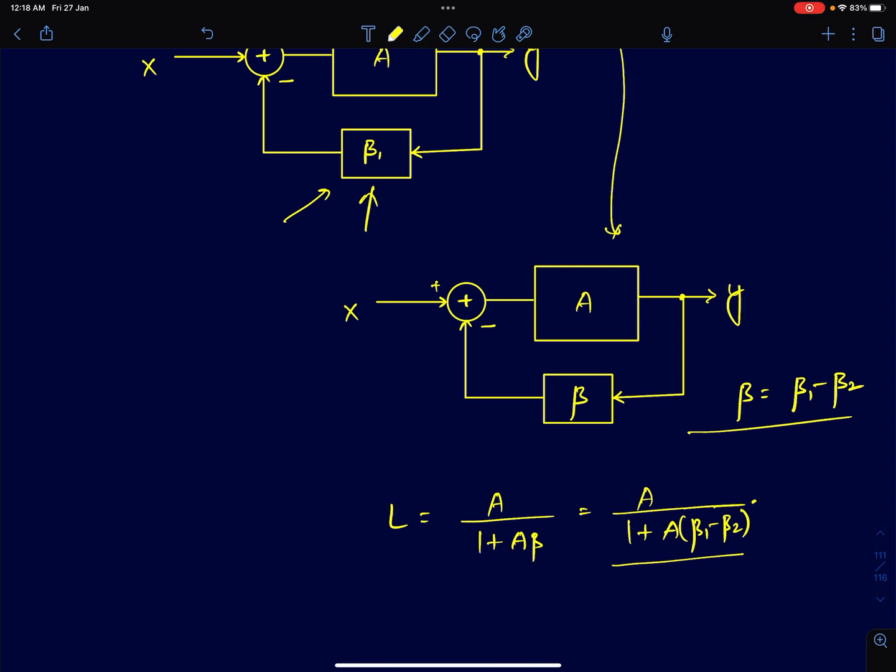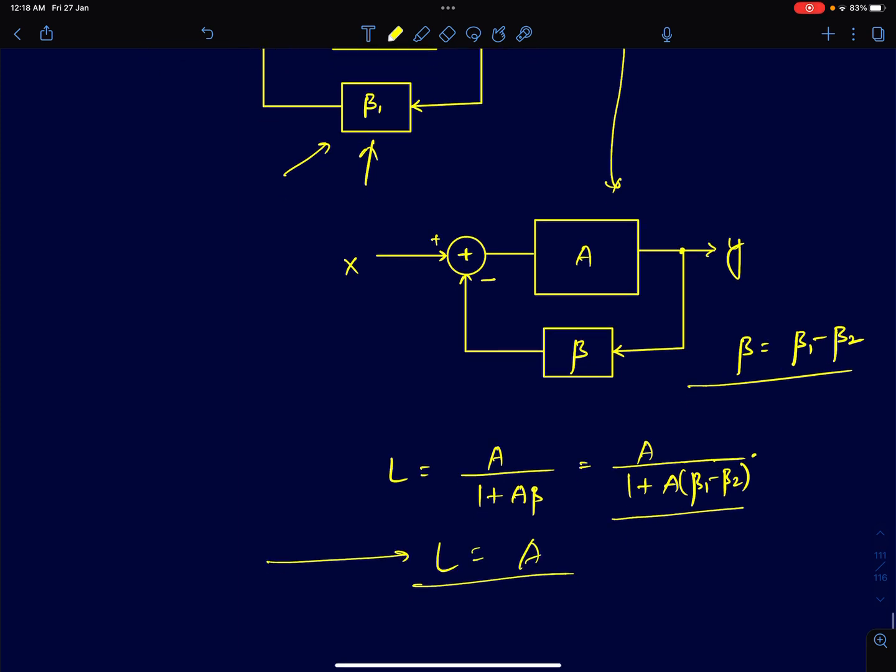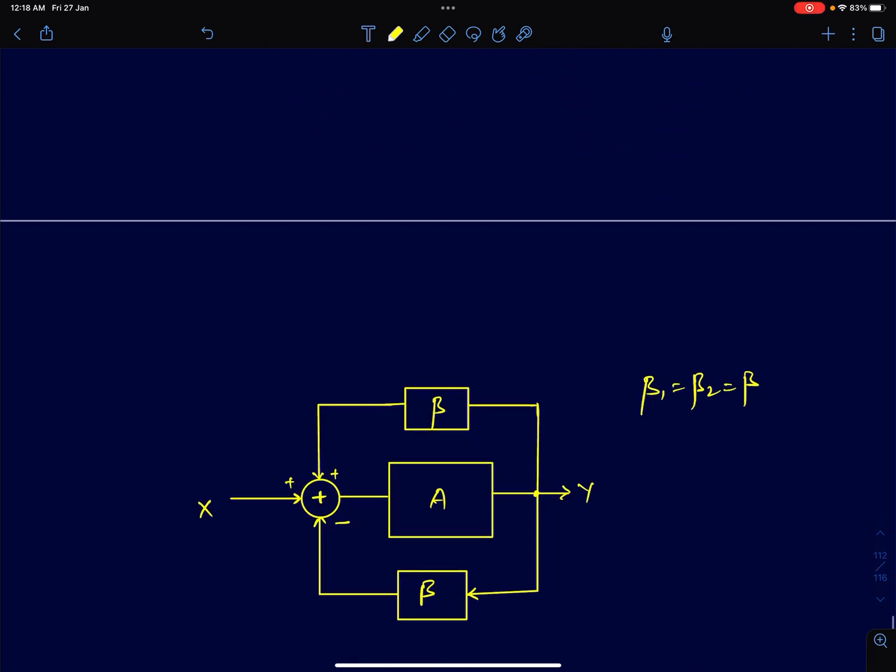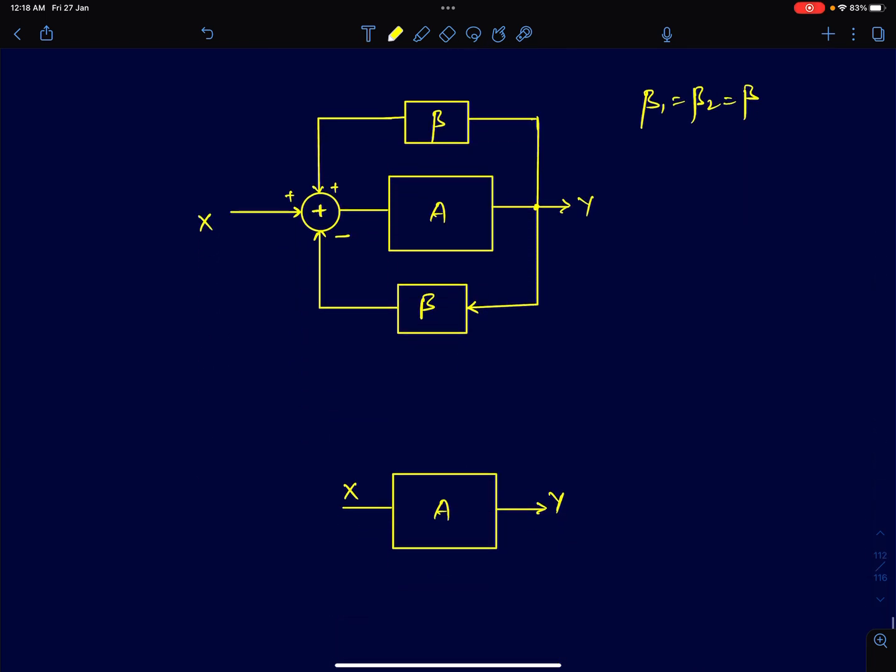Now from this expression, I can mathematically say, okay, if beta 1 becomes equal to beta 2, then the loop gain simply becomes equal to the open loop gain itself. Okay, it's because beta is 0, so it looks as though there is no negative feedback at all. So that's what I've just shown here, in a figure.